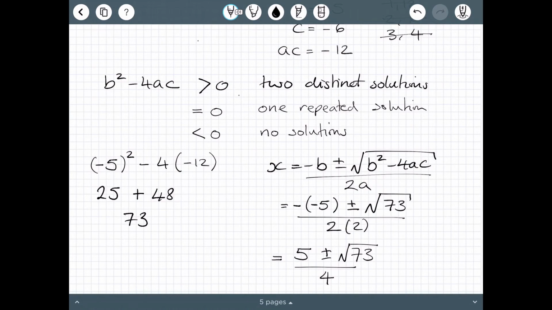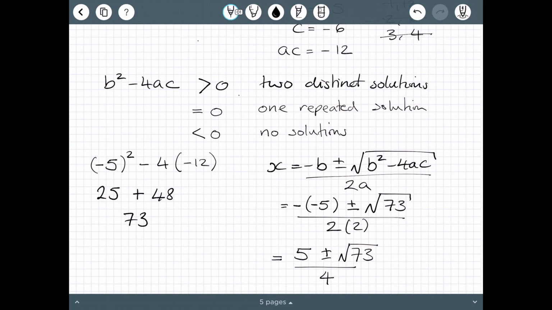Notice how I've written it here: minus 5 all squared minus 4 times minus 12. We take this and we could write that straight into a calculator if we're using one, and that should give us an answer of 73. So if you're trying with the calculator, try that just now. Otherwise, we can work it out by hand. Minus 5 squared is 25. Minus 4 times minus 12 is 48. Add them together, we get 73.